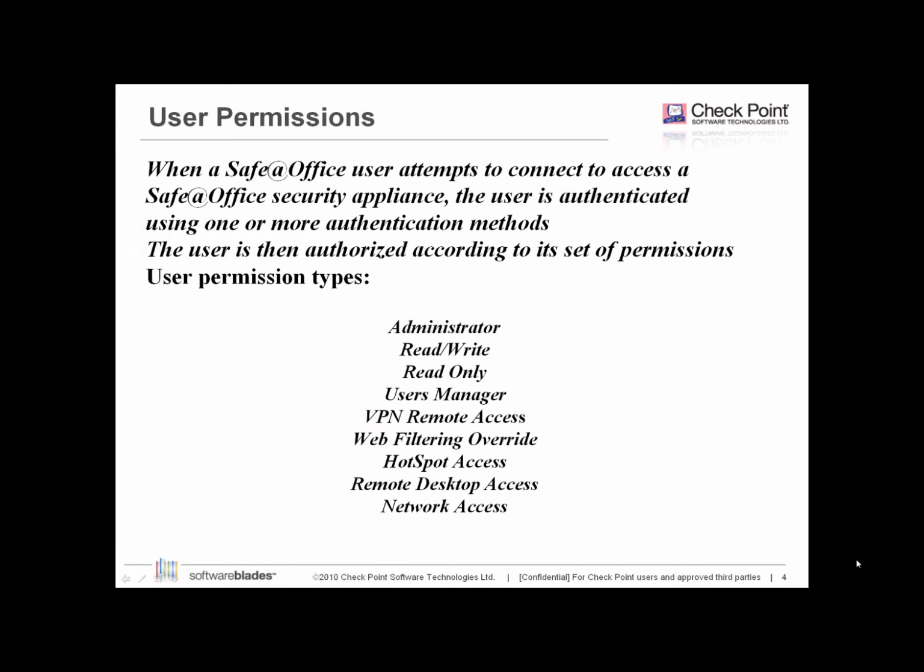What is user authentication? When a SafeItOffice user attempts to connect to a SafeItOffice security appliance, the user is authenticated using one or more authentication methods. The user is then authorized according to its set of permissions, and the types are administrator, read-write or read-only, users manager, the ability to create other users, VPN remote access, means accessing the appliance via VPN connection, web filtering override, hotspot access, remote desktop access, and network access or NAC.